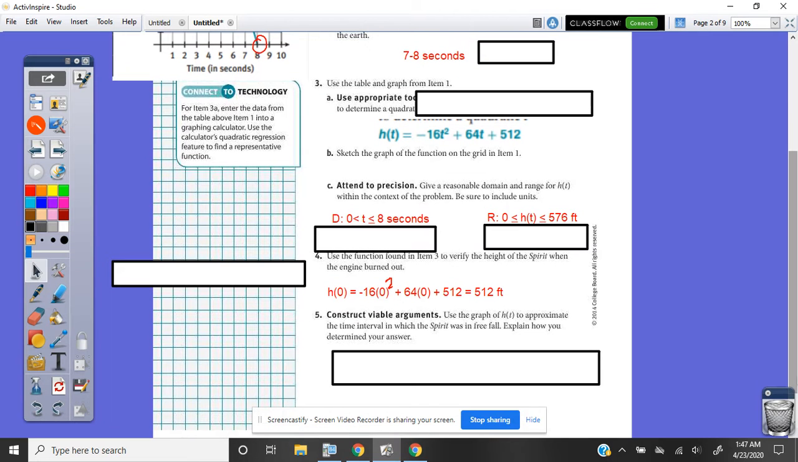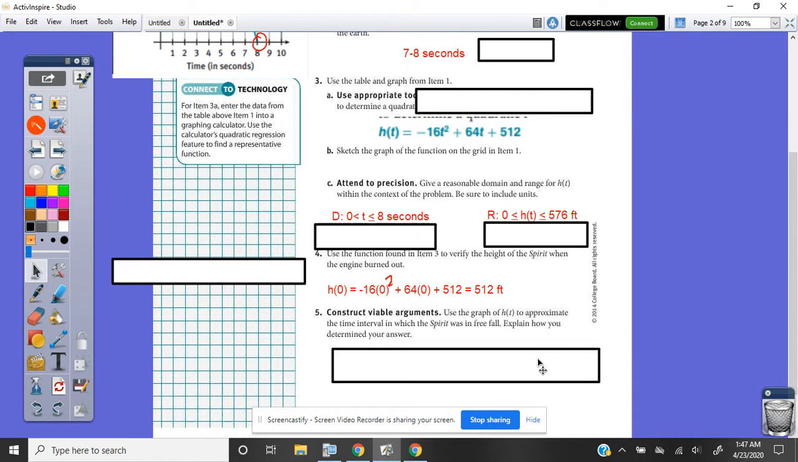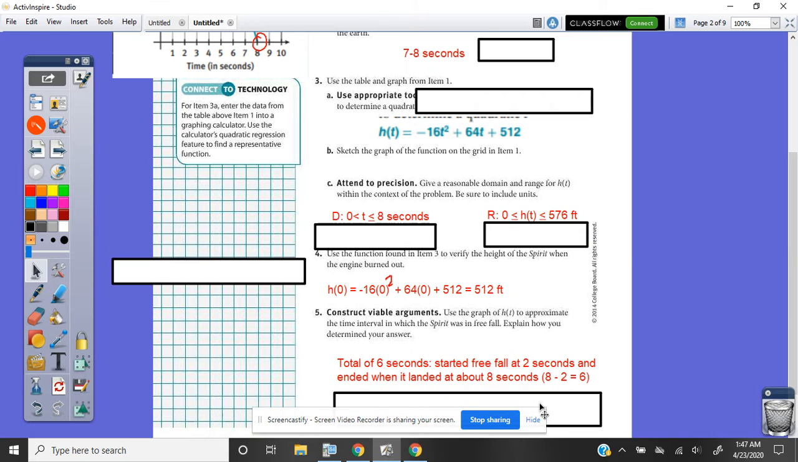Okay, can you determine the interval in which the Spirit was in free fall? So it's in free fall when? For a total of 6 seconds. It started at 2 seconds and it landed at 8 seconds. So that gives you your total free fall.